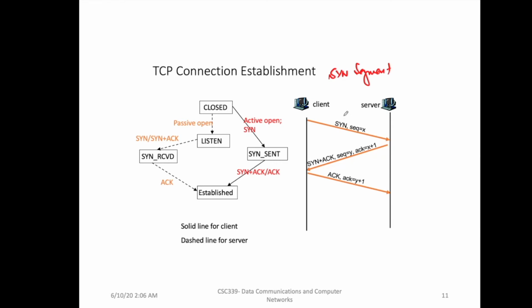By setting what? By setting this SYN flag. And this initial sequence number is generated randomly. And when the server receives the SYN segment from a client, because the server is listening on a port all the time for incoming connections, it generates a segment by setting the SYN flag and by setting the acknowledgement flag. And we know this is called a SYN ACK segment.